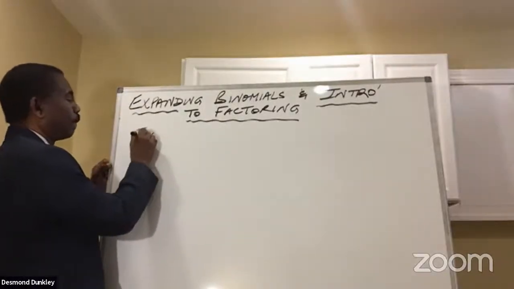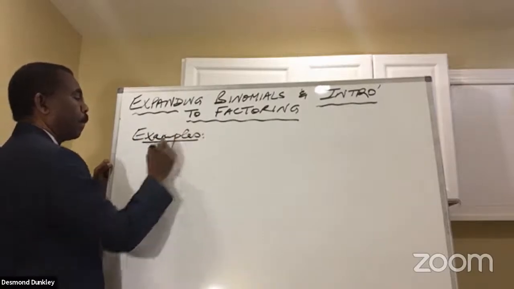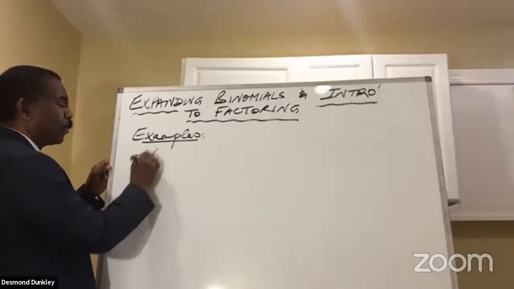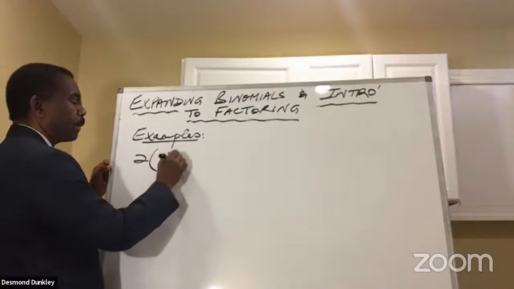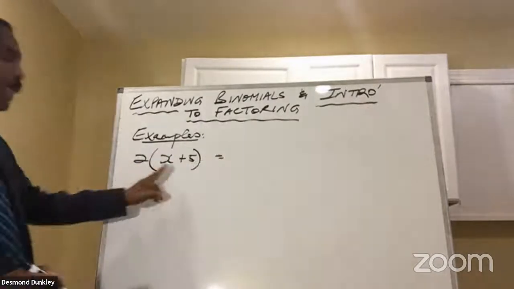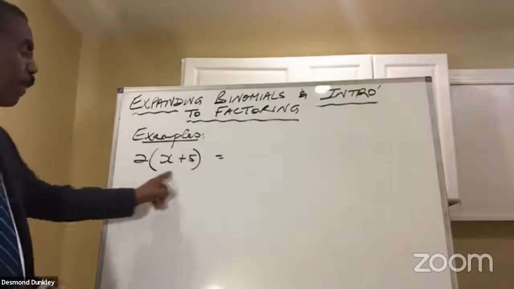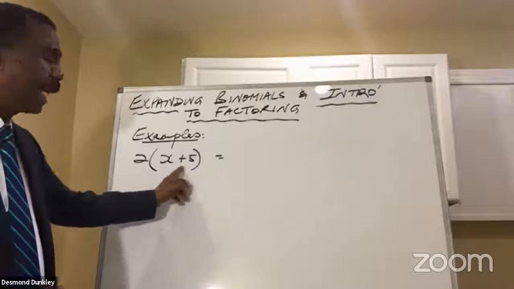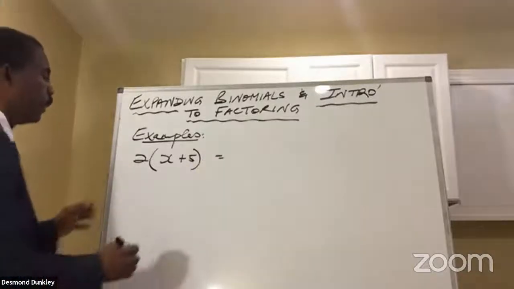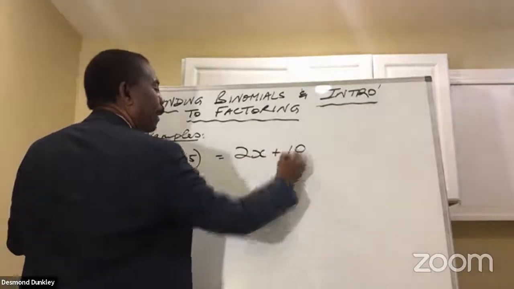So if we had, say, 2 times (x plus 5), this means 2 times everything that's inside the parentheses. So everything has to be multiplied by 2. So we end up with 2x plus 10.